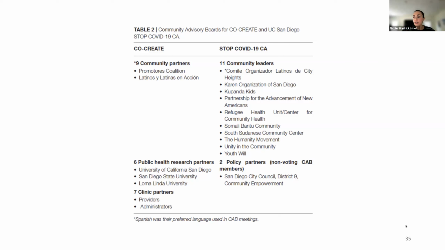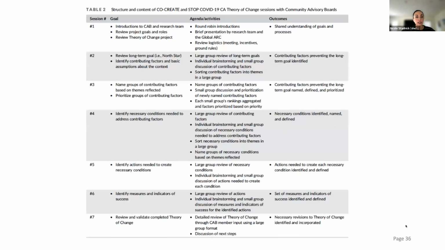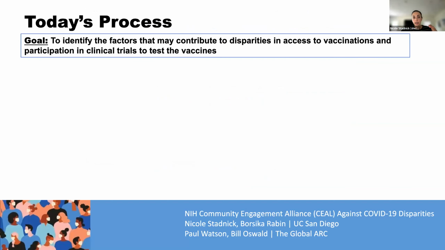If we go to the next slide, you'll see this is the structure and the content of the theory of change sessions. This occurred over 7 sessions. In this table, we included the very specific agenda and activities that we engaged in to produce those theories of change. For time, I'll move us along just so you can see an example of what one of the sessions looks like.